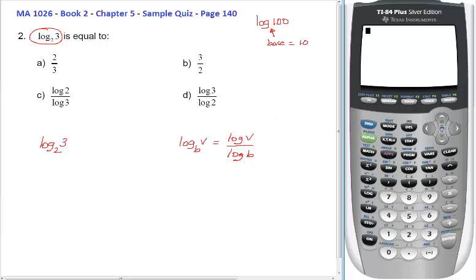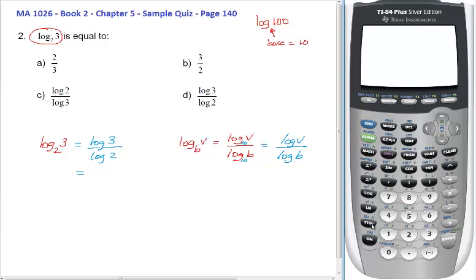Now, I could write base 10 in here if I wanted. There's nothing wrong with that. But remember, the log of v over the log of 10 is the same thing whether you write that in or not. So let's do it that way first. If we change it to base 10, it'll be log of the value over the log of the base.